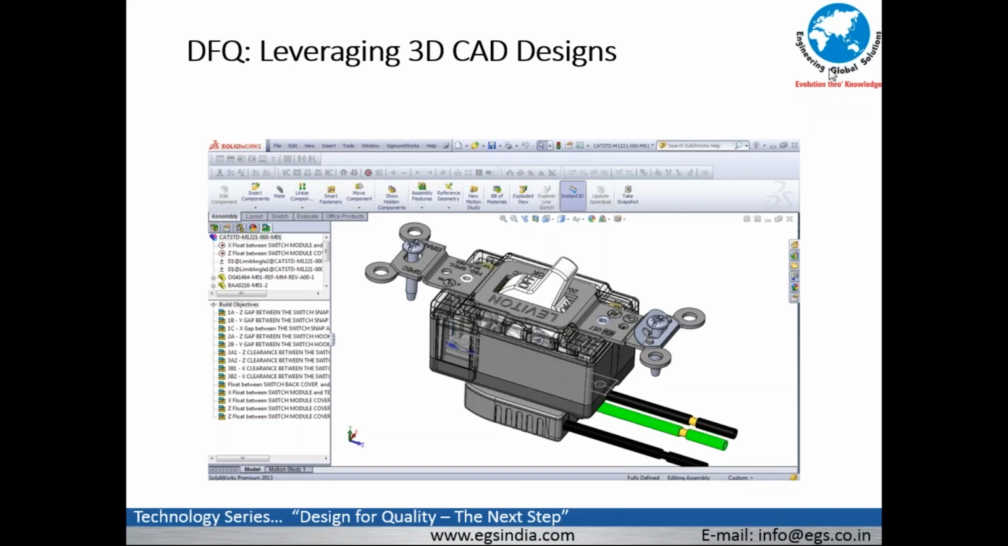Here, you will see the assembly process on the left side enumerated in your history tree. The way the components are getting assembled is enumerated, and at the bottom you are seeing the design for quality objectives, namely in terms of clearances, gaps, floats, interferences, and so on and so forth. So on the left side top you are seeing the 3D model tree. On the left side bottom you are seeing the design for quality objectives, leveraging the popular 3D CAD that people typically use to enumerate drawings and to convey specifications to suppliers as well as to customers.